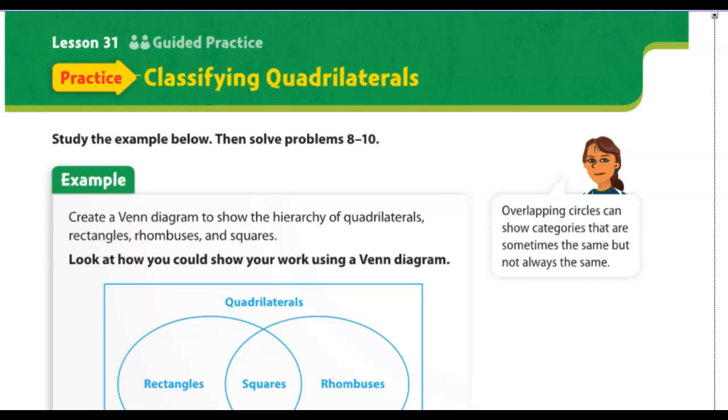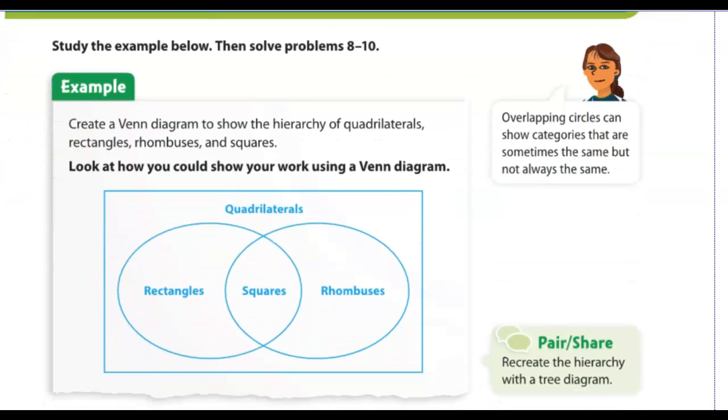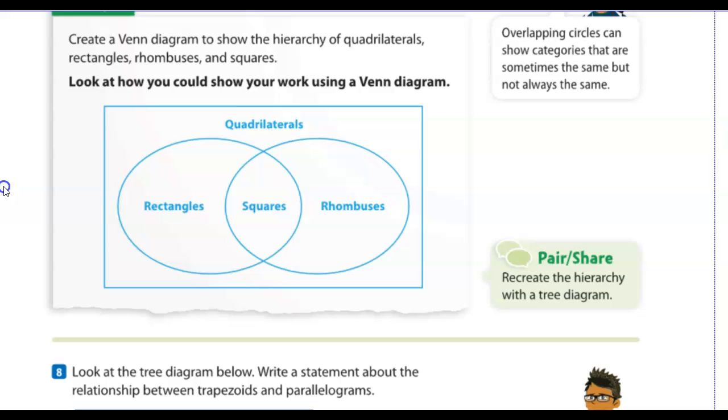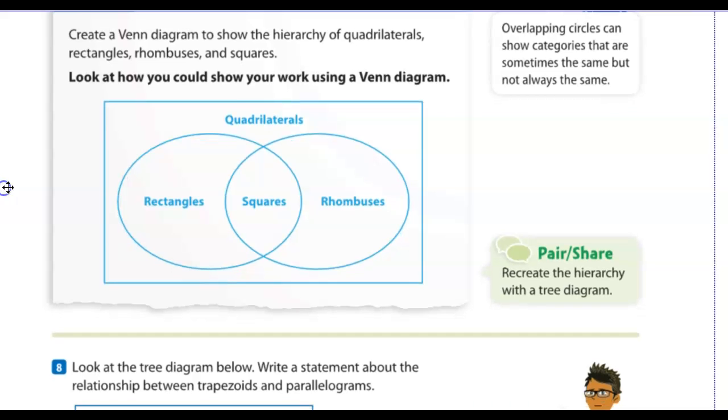Hello, kiddos. This is Unit 5, Lesson 31, Day 3, textbook page 330. Today we're going to be classifying quadrilaterals. It says create a Venn diagram to show the hierarchy of quadrilaterals, rectangles, rhombuses, and squares.